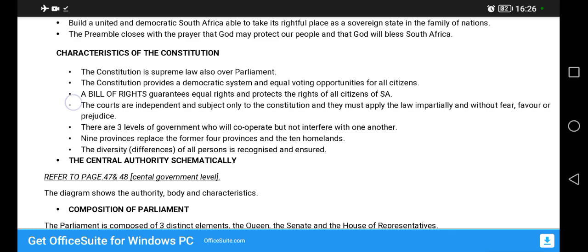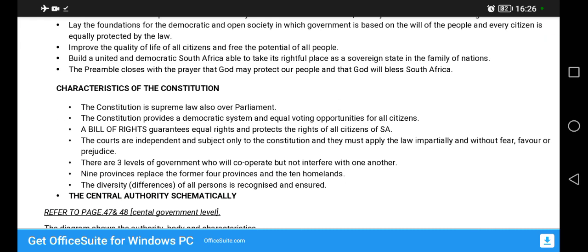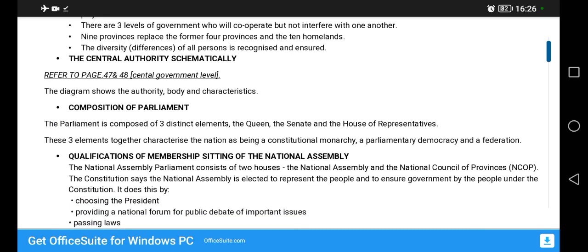So pay attention, guys. There might be a question later on that might say, what is the purpose of the Constitution? You will go through those. And then again, they might say, what are the characteristics of the Constitution? And then you also go through them. So for us to see the central authority schematically, you must refer to your textbooks. You will see diagrams there that are going to explain that information further for you.